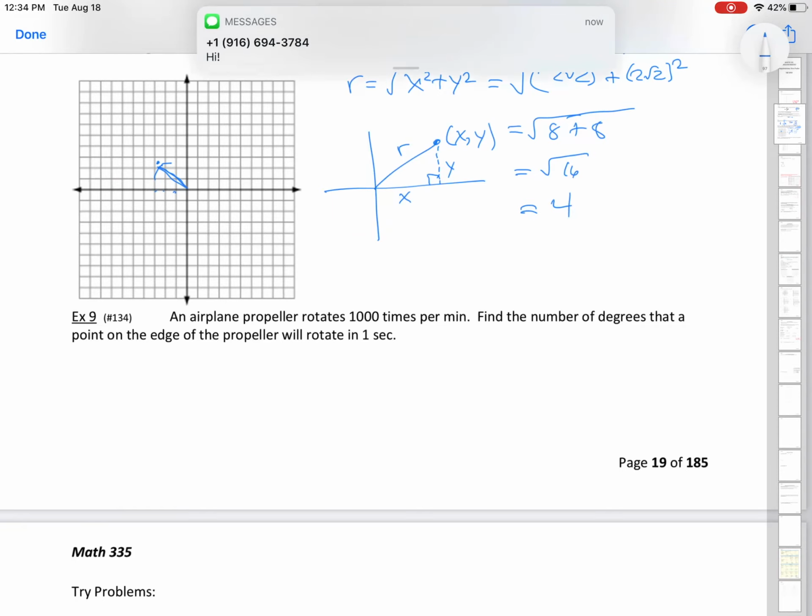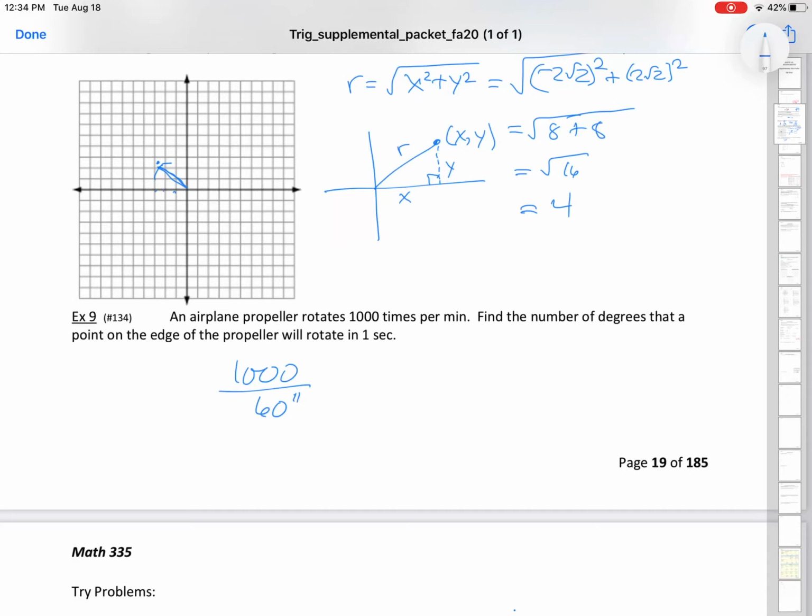So that's how I would handle it. It's going to rotate 1,000 times every minute, but I don't care about that. I want to know how much it's going to represent in seconds. So 60 seconds there. So if I take 1,000 and divide by 60, I'm going to get 16 and 2/3 of a rotation. So it's going to rotate 16 and 2/3 times every second. Well, we know what a rotation is, and the question is what degrees will it rotate every second? Well, it's going to rotate 16 full turns and 2/3 more. That's 16 360s and 2/3 more.